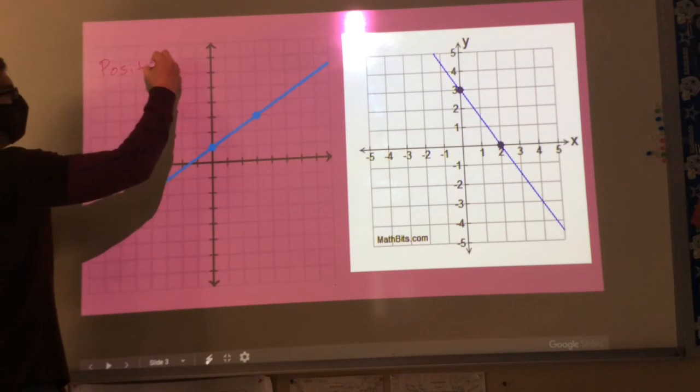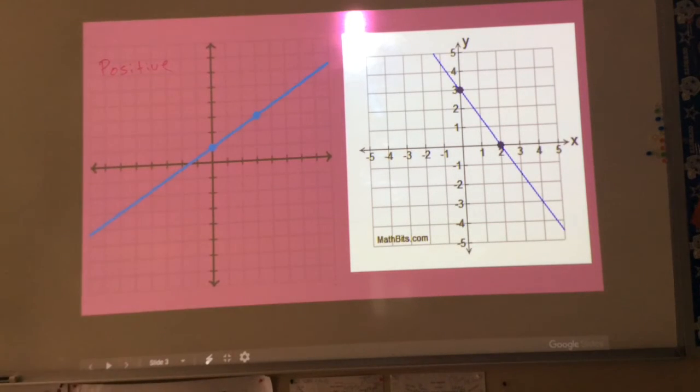Positive. Can you guys see pink on that contrast, or is it not enough contrast? It's fine. I'll get a darker one.